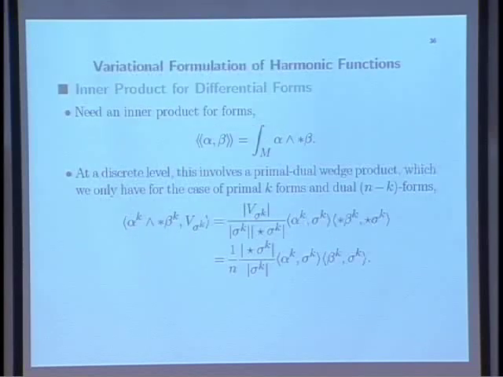Okay, so let's go back to harmonic functions now. So you'd want an inner product for forms, and it's just given by the usual thing. You take the wedge with the star. So if alpha and beta are k-forms, alpha here is going to be a k-form, star beta is going to be an n minus k form. You wedge them together, it's going to give you an n form, which you can then integrate over the whole space, right? So at a discrete level, you want to approximate this, and this is one way of approximating it.